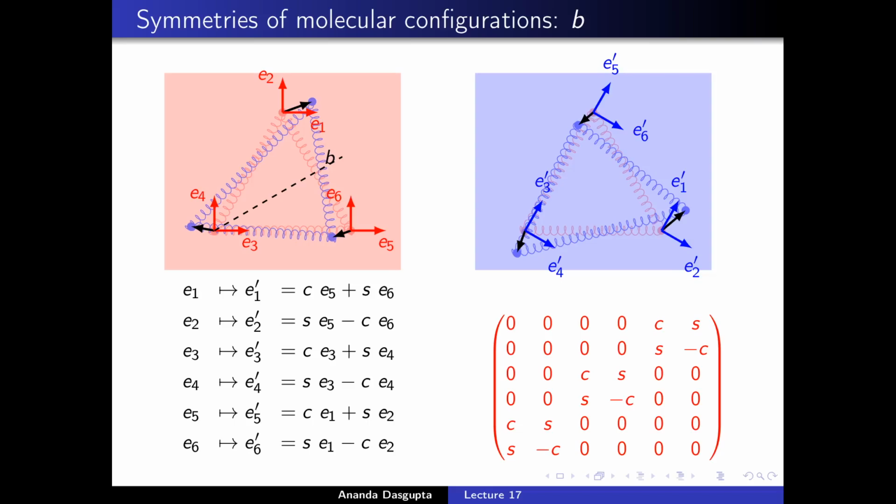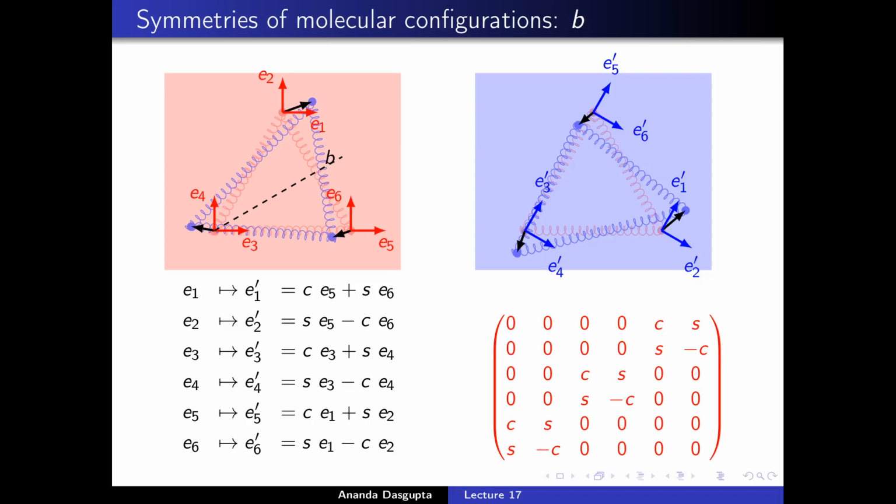The pair E1, E2 transforms in a way which is very similar, but instead of becoming a mixture of E1 and E2, it becomes a mixture of E5 and E6, simply because under this reflection B, the top atom actually comes down to the right hand corner. So E1, E2 has now moved to a location which actually is expressed in terms of E5 and E6. And a very similar thing has happened for E5, E6 as well. Can immediately write down the matrix representation for this.